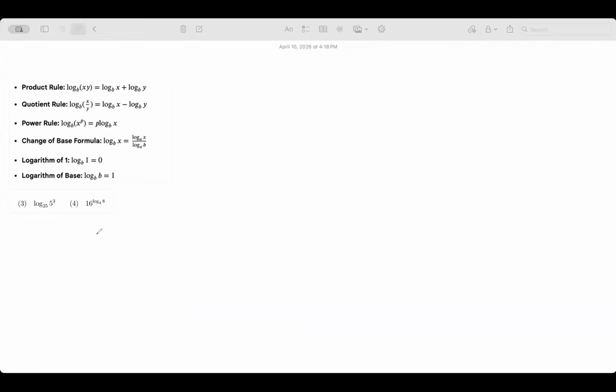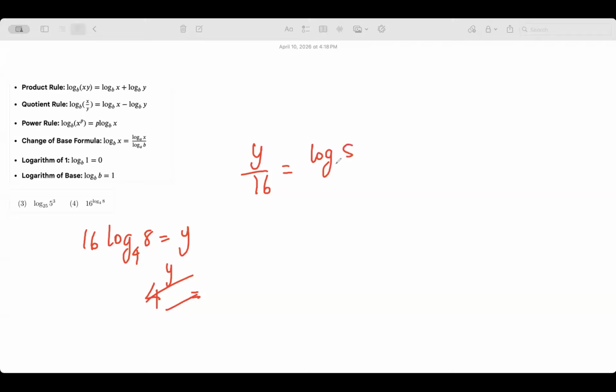Let me quickly do this. What is going on here? 16 to the power log 8 base 4 will be equal to y. Then I'll have it as 16. Let me take it as y, and 4 power of y will be equal to 4 power of y. Let me do this as y by 16. Y by 16 will be equal to log 8 base 4. 4 power of y by 16 will be equal to 8.